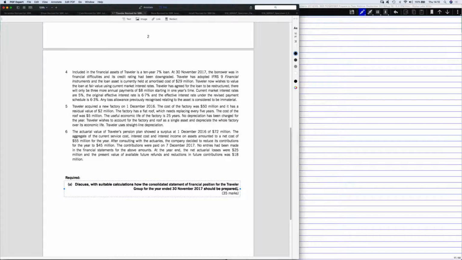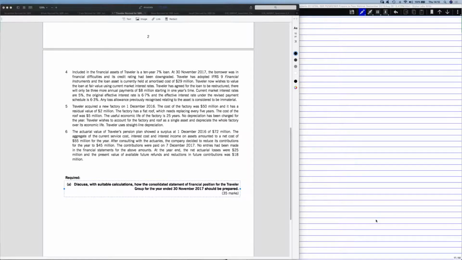Okay, discuss. Oh, all of a sudden, does that look like a different question, everybody? Discuss with suitable calculations. Let me put another comma in here. Discuss with suitable calculations how the consolidated statement of financial position for the traveler group. Does that look a different question? Well, it should do in a way, because the emphasis, of course, is now on the discussion. It's the same question, obviously, but we are moving to explanation of what is going on within the question.